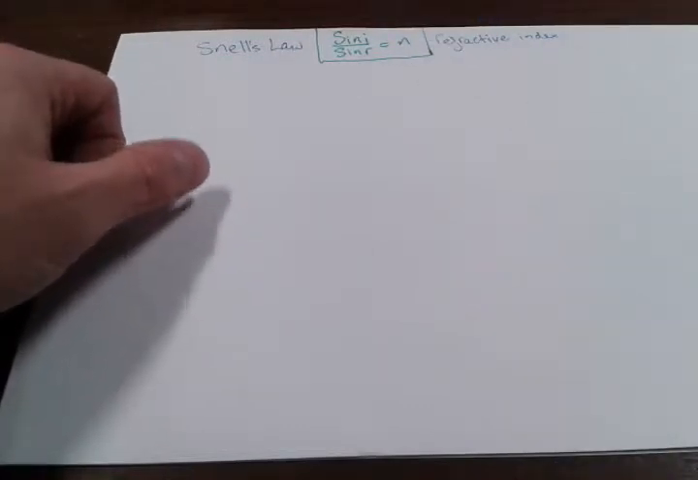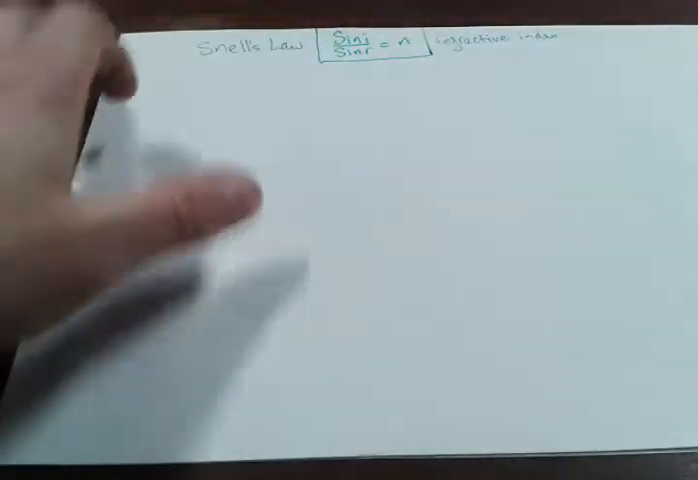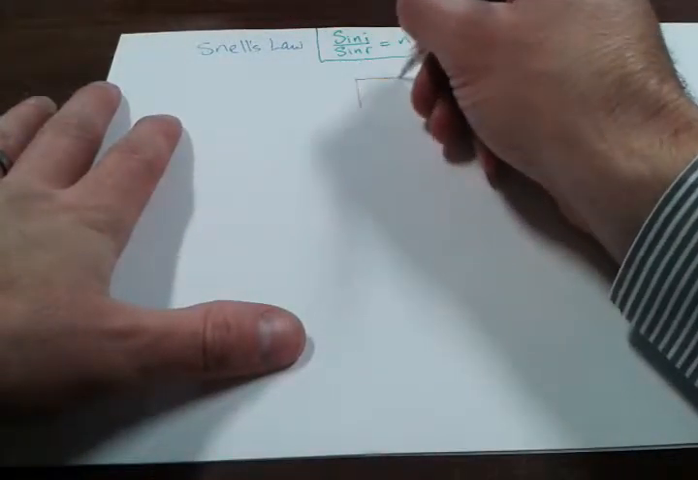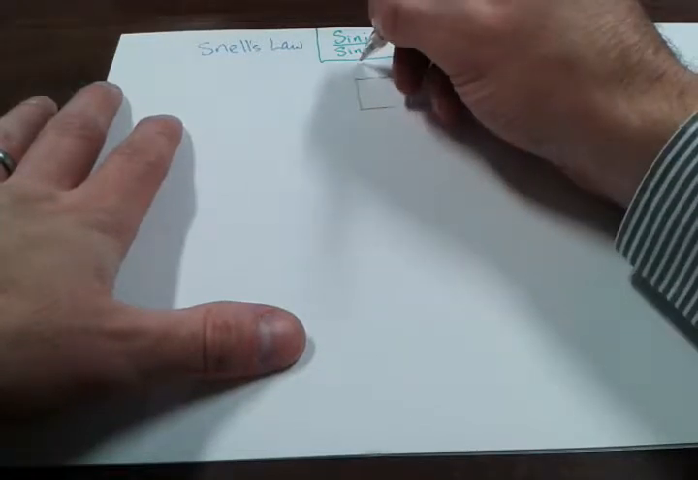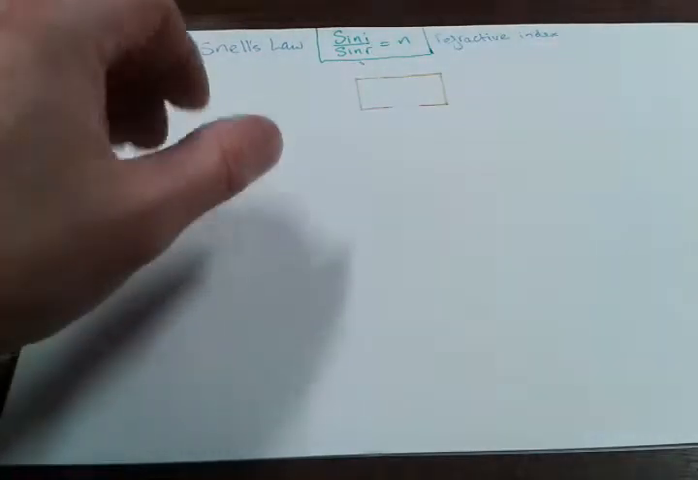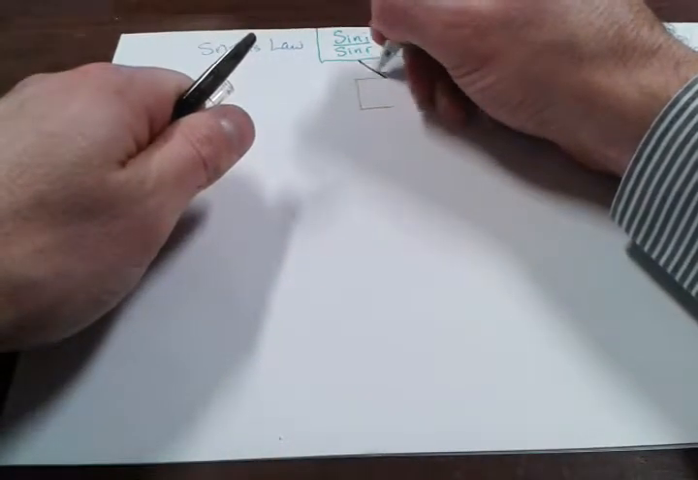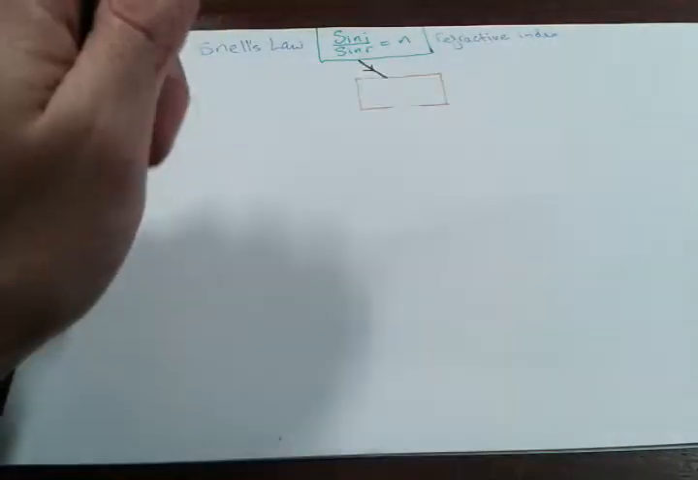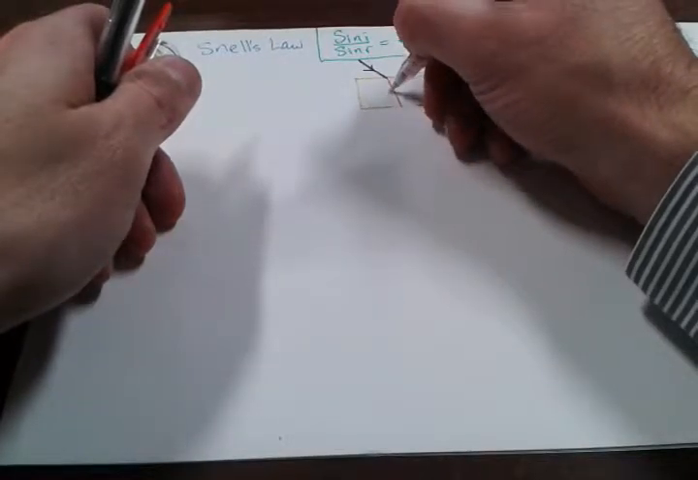So we have a particular substance and a ray of light going into it, and we're told that the angle of incidence is 45 degrees. So let's draw a diagram. Here's our substance, and we've got an incident ray like this, and it refracts like this, so it bends at this point.